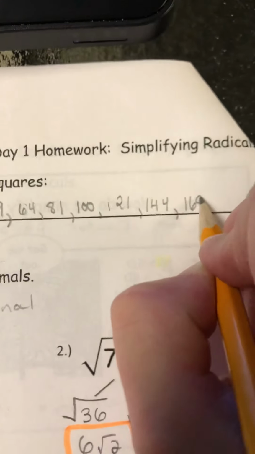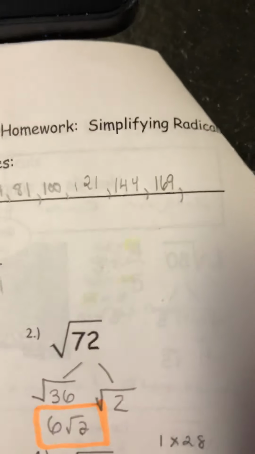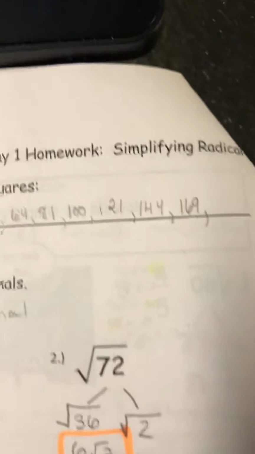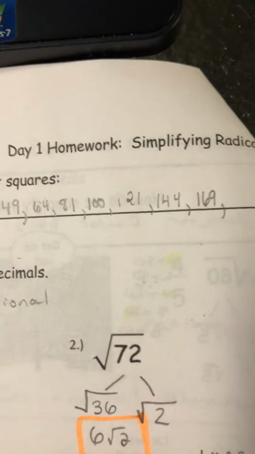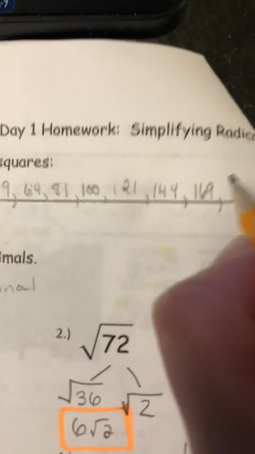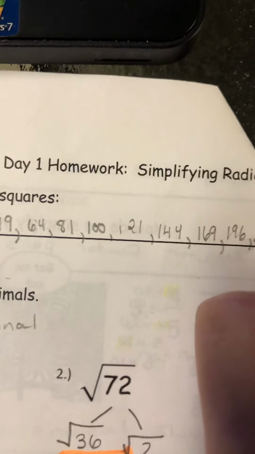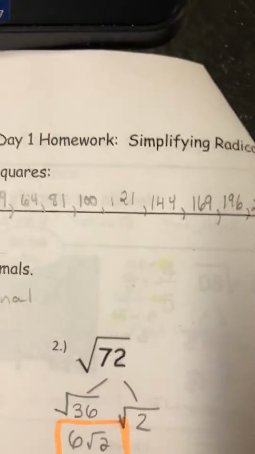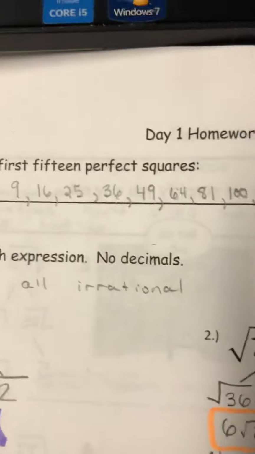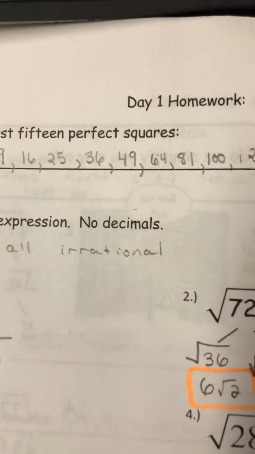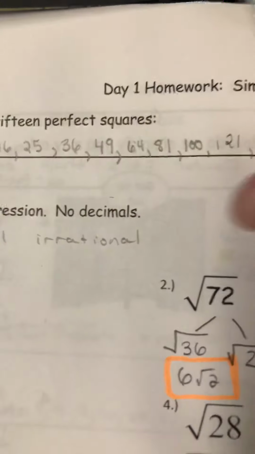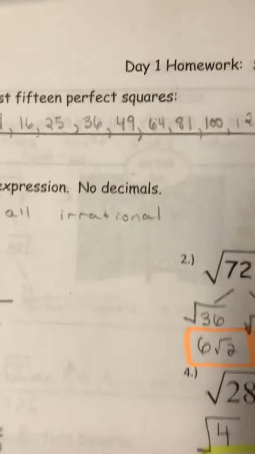13 squared, 169. 14 squared, that's 14 times 14, so that's going to be 196. And lastly, 15 squared, 15 times 15, 225. The numbers do get bigger, obviously. But when it comes time to simplifying, I usually try to keep it within probably up to 100. Make your life a little easier, the basics.